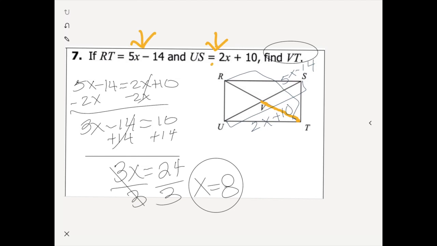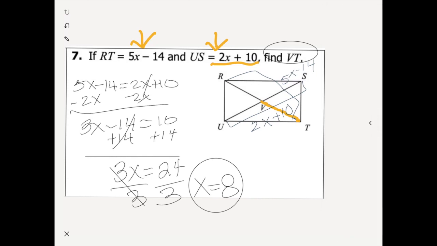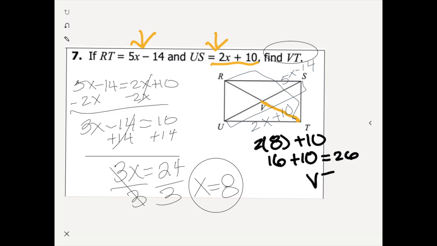So I'm just going to plug it into this right here. 2x plus 10. But as I said, you could plug it into RT, you get the same thing. So 2 times 8 plus 10. I have 16 plus 10, which is 26. Mind you, this is the whole diagonal. I only need to find VT. So if I divide 26 by 2, I get VT is 13.